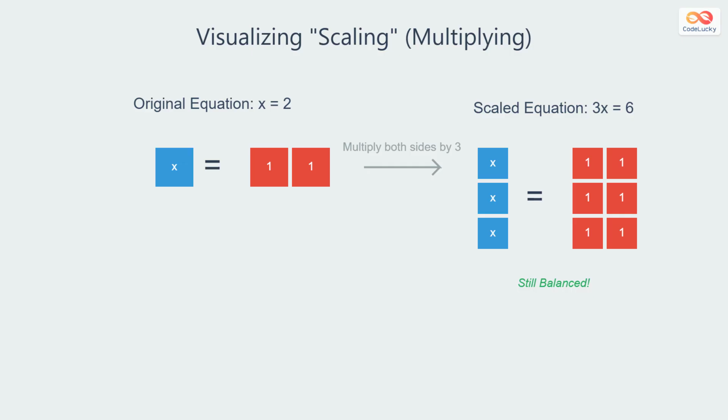Let's visualize this. Suppose we have the equation x equals 2. If we scale up or multiply the left side by 3, we get 3x to maintain equality. We must also scale up the right side by 3. 2 times 3 is 6. So our new balanced equation is 3x equals 6. Both sides were scaled equally.